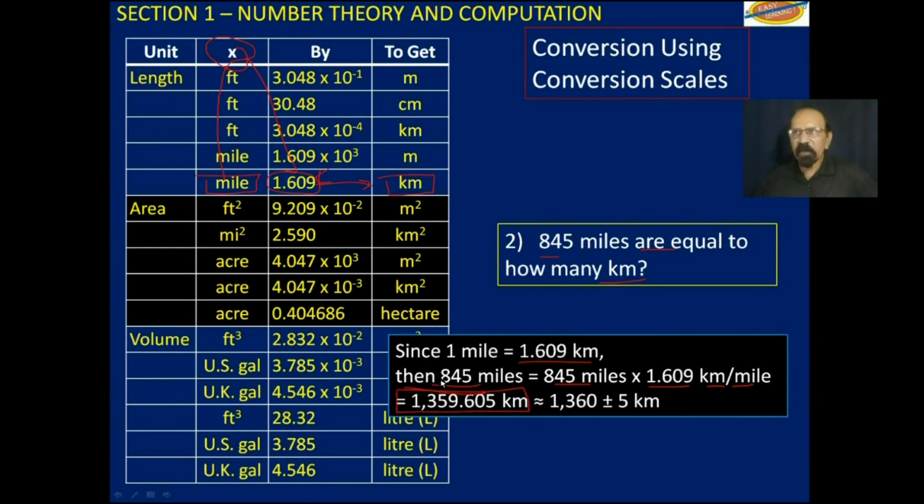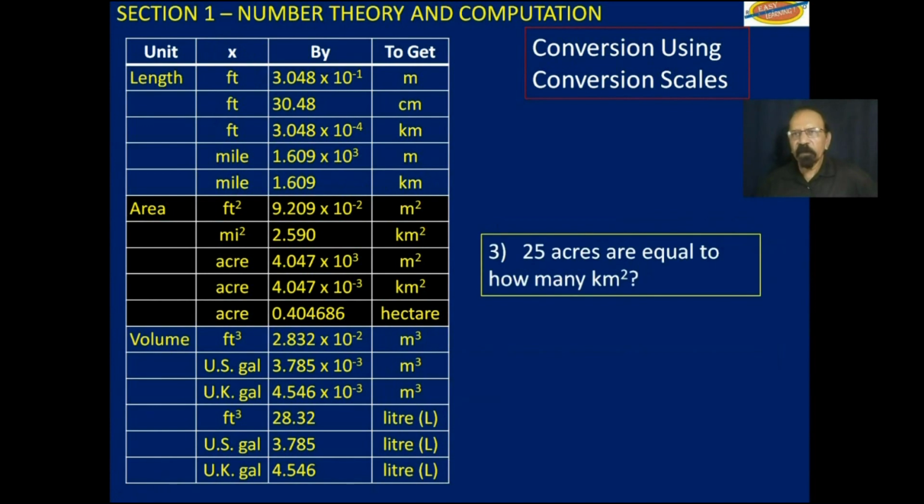If we take into account significant figures, this conversion factor here has 4 significant figures, and the amount of miles we have has 3 significant figures. So we will round off our answer to the least significant figure, and that will be 3 significant figures, 1, 2, 3, and we get 1,360 plus or minus half of the position of the uncertain digit, which is 10, which would give us 5 kilometers.